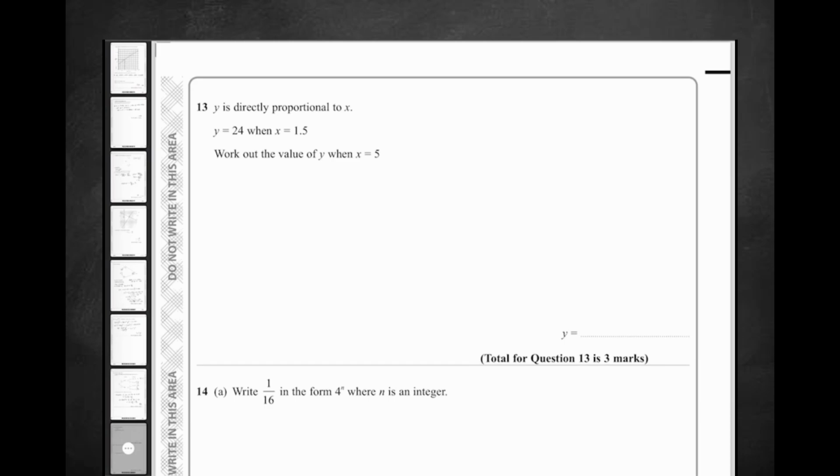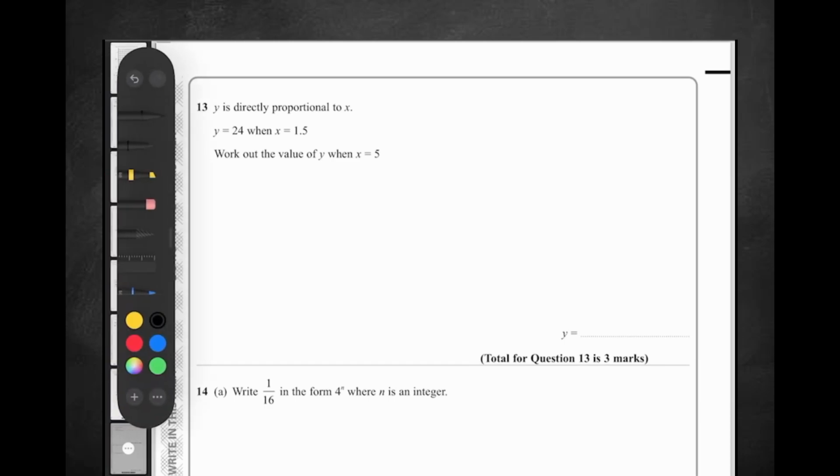Y equals 24 when x equals 1.5. Work out the value of y when x equals 5. So if y is directly proportional to x, we therefore have a number k that you can multiply by x to get to y. So if we now put in the figures from the start, we have y is 24, k multiplied by 1.5.